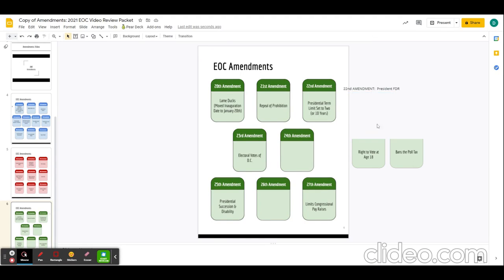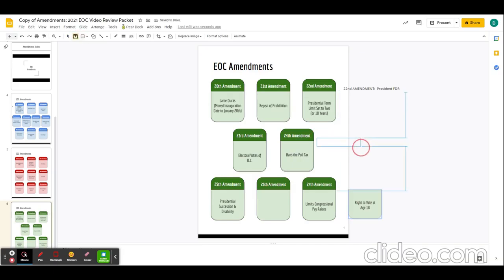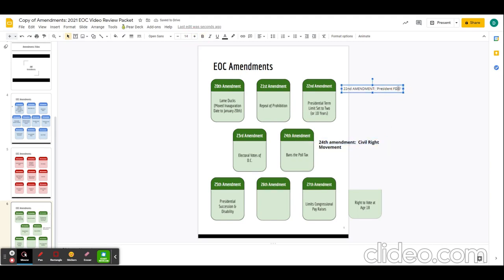The 24th Amendment is going to ban poll taxes and help bring equality to voting rights. The 24th Amendment, we want to make sure that we note that it is part of the Civil Rights Act, or Civil Rights Movement, not part of the act itself, but part of the civil rights movement. This one a little bit bigger for you guys.